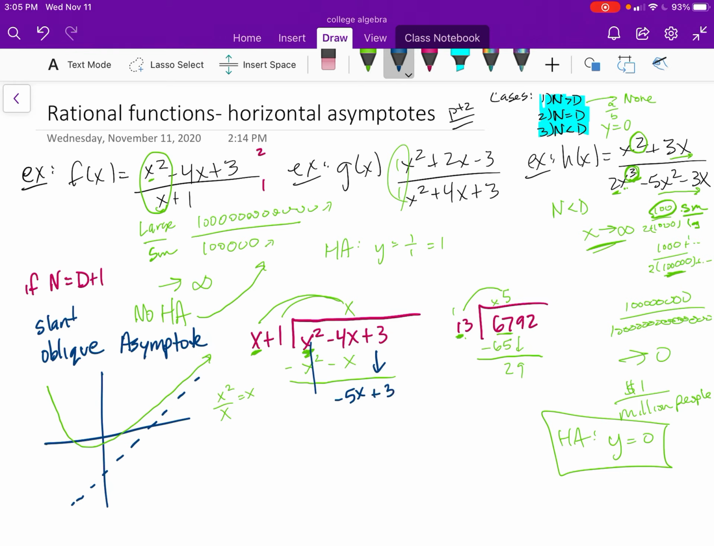Okay, then we just continue. 13 into 29 goes once. 1 times 13 is 13, and I subtract. Right? I brought down the next number. So here, x into negative 5x is negative 5. Notice my x's are lined up. My numbers are lined up. The x squareds are lined up. Right? I want to keep everything in order just like I do here.